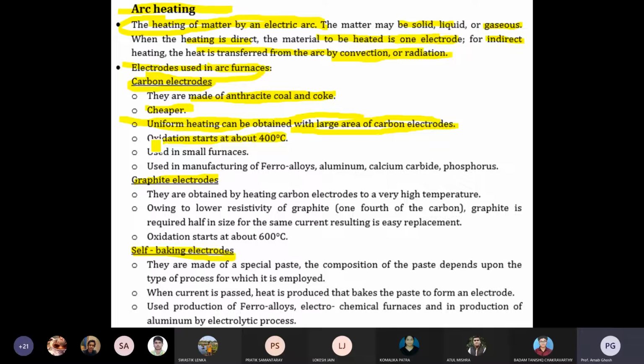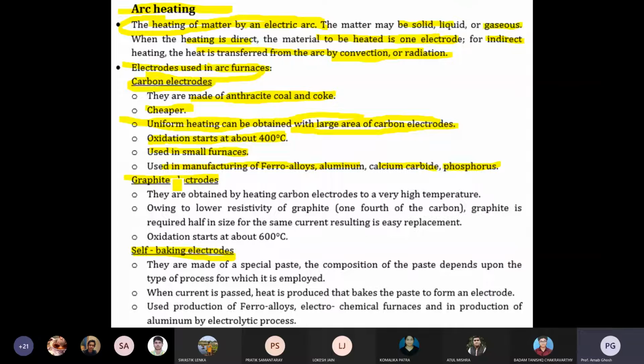They are used in small furnaces. A temperature of 400 degrees is not so high for an electric oven. Higher temperatures, like 1500 or 3000, are very high. So where are anthracite coal or coke carbon electrodes used? They are used in manufacturing ferroalloys, aluminium, calcium carbide and phosphorus, for heating purposes.